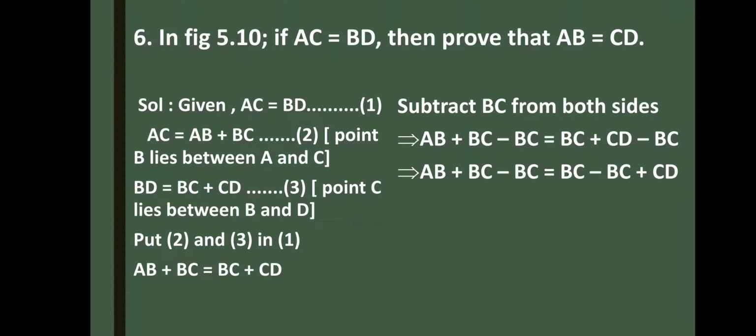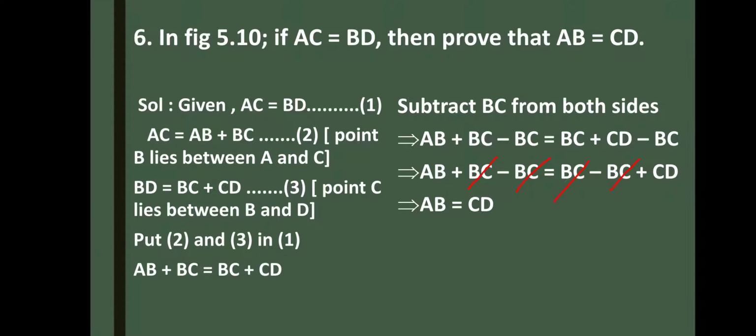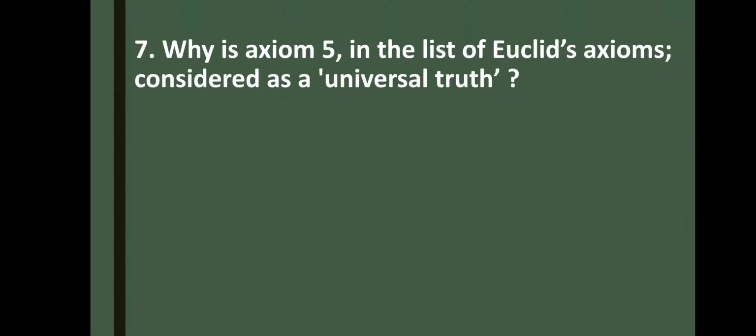This implies AB plus BC minus BC is equal to BC minus BC plus CD. So BC minus BC is equal to 0 on both sides. Then we are left with AB is equal to CD. Okay, like this, BC minus BC is 0. So now we are left with only AB on the left side and CD on the right side. So from here we get AB is equal to CD.